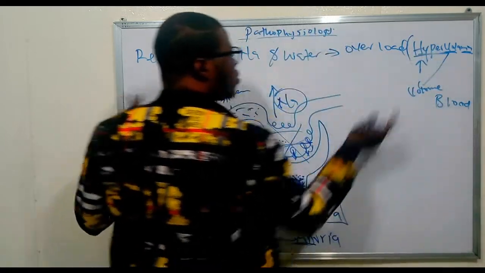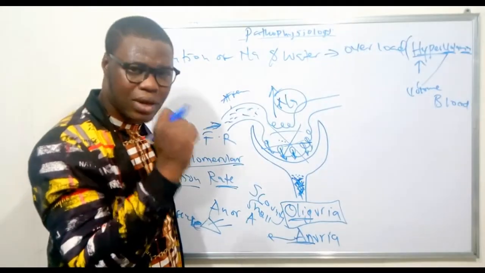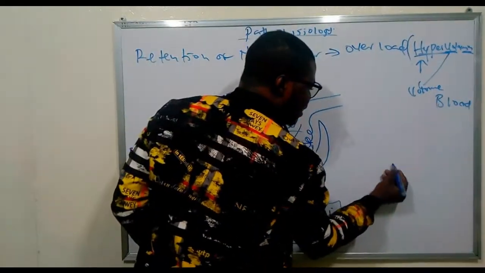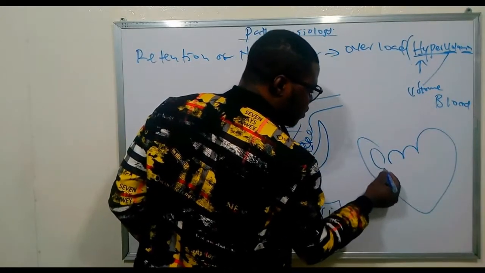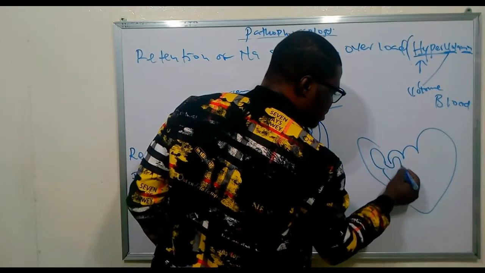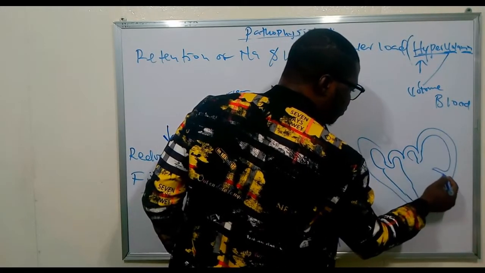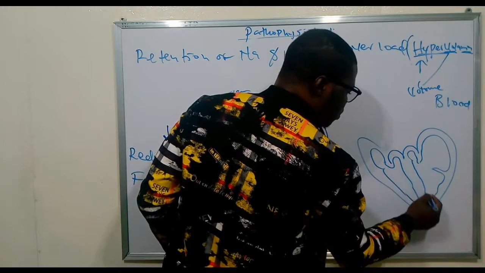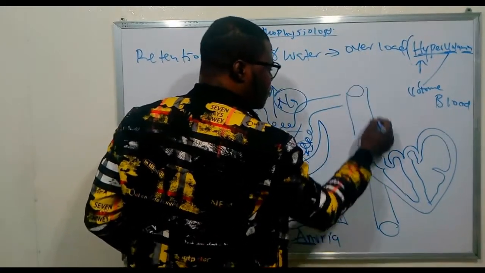So the volume of the blood is going to what? It's going to increase. And when the volume of blood increases, what will happen? We know that the organ that pumps blood is the heart. So just a sketch of the diagram, the heart. And it receives blood from what? From the superior and inferior vena cava.